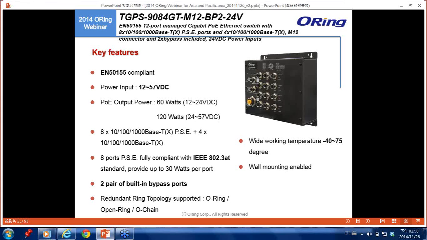Okay, for TGPS 9084, we also have a 24 volt DC model, as you can see here. The power input is from 12 to 57 volt DC, and the power output will be in 2 sections. From 12 to 24 volt DC, the power output will be 60 watts, and from 24 to 57 volt DC, the power output will be 120. The others will be mostly the same as the standard ones: the L2.3AT standard for the PoE, and then 2 bypass paths.